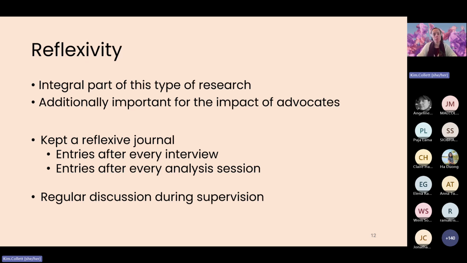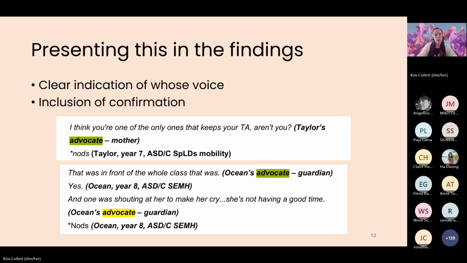And I also made sure I had regular discussion during my supervision on this, because it is something different that I'd not done before, that there wasn't much literature about. I felt it was very important to make this one of the key things that I talked to my supervisors about. And then presenting this in the findings, I thought it's got to be really clear whose voice it is.